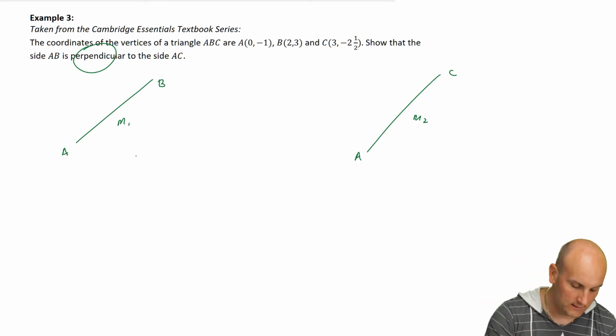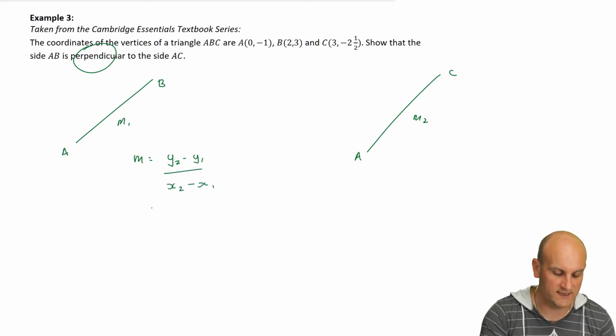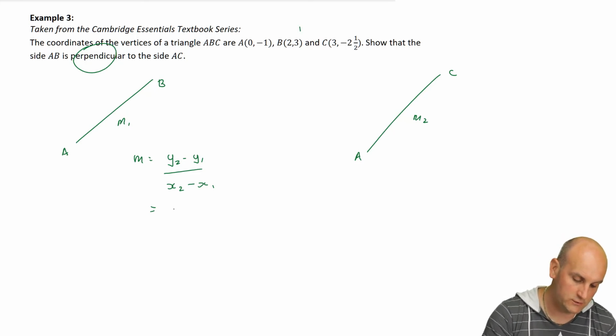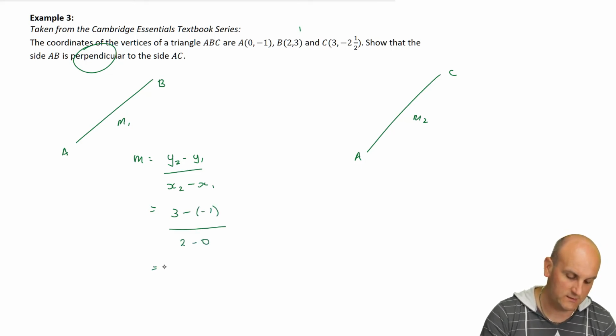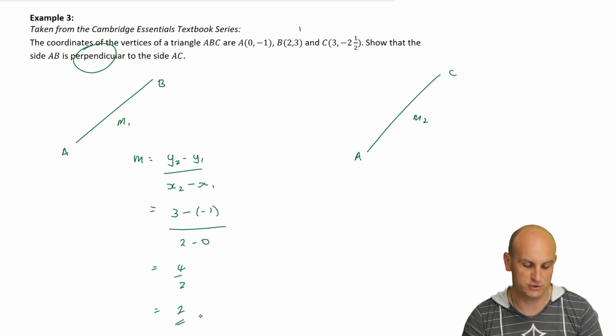How do I find the gradient? M is equal to Y2 minus Y1 over X2 minus X1, all right? So rise over run. So I'm using A and B. So here is Y2, so 3 minus 1 divided by 2 minus 0. So let's work that out. 3 minus 1 is 4 on 2, which gives me a gradient of 2. So my gradient of AB is 2.